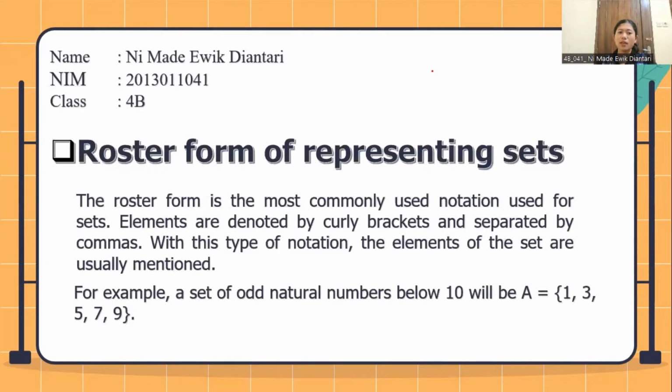Next, roster form of representing sets. The roster form is the most commonly used notation for sets. Elements are denoted by curly brackets and separated by commas. With this type of notation, the elements of the set are usually mentioned. For example, a set of natural numbers below 10 will be set A, which contains the elements 1, 3, 5, 7, 9.